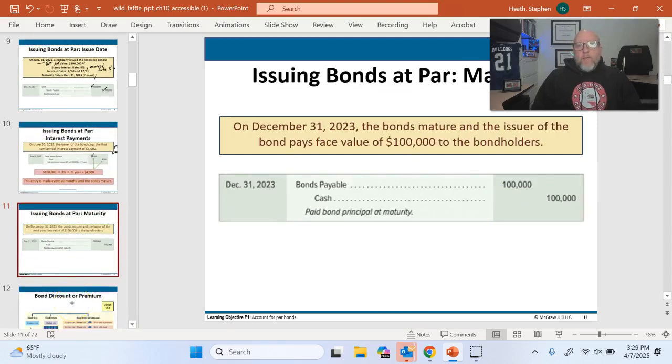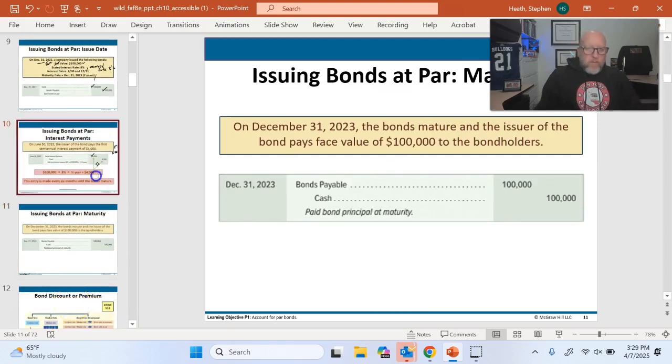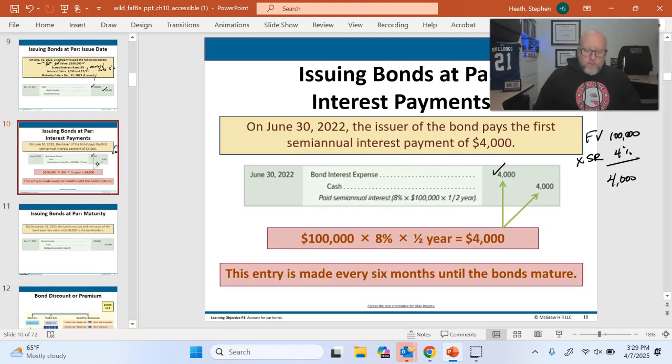And then when we reach maturity, right? So let me back up. We would do this journal entry on December 31st, 2022. We would do it again on June 30th, 2023. We would do it again December 31st, 2023.